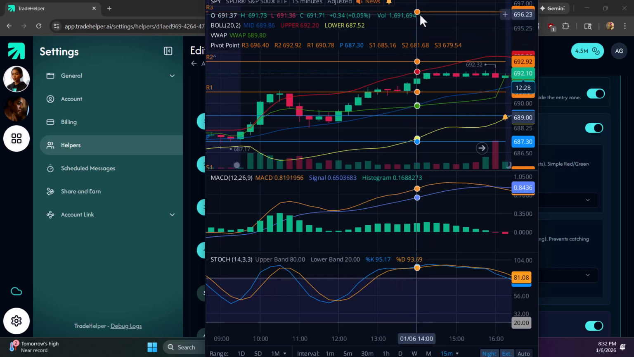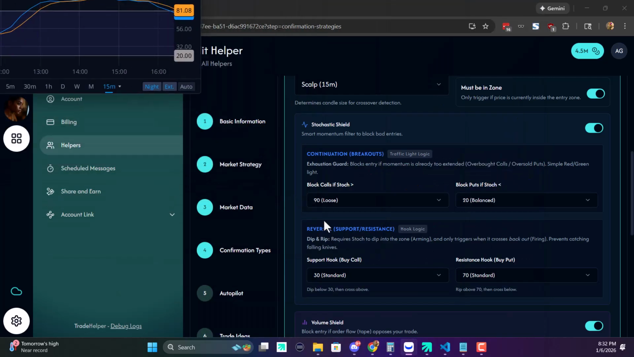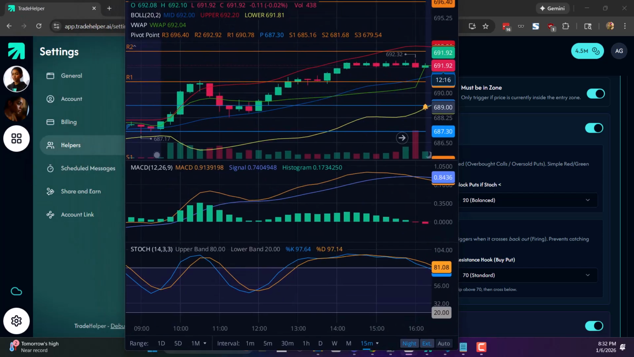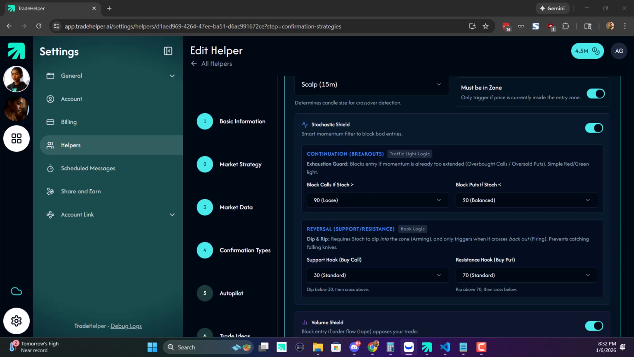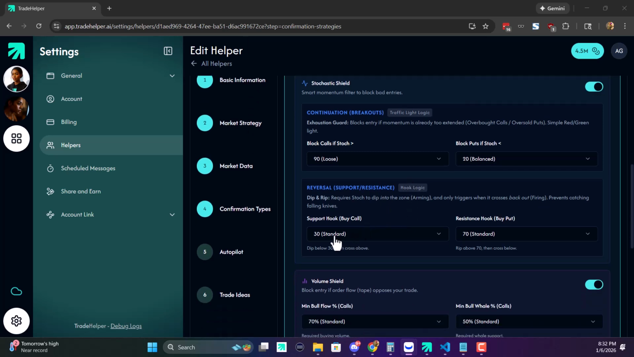So I normally had it at, I'm willing to buy in at 95, but I realized that's a little too dangerous. You feel me? So I had to make a compromise, and I brought it down to 90 being the highest for buying calls on the stochastic. Now that's just for breakouts and breakdowns. Now here's the difference, right? You see right here for reversals, you feel me? We can buy a call as long as it's under 30, right?